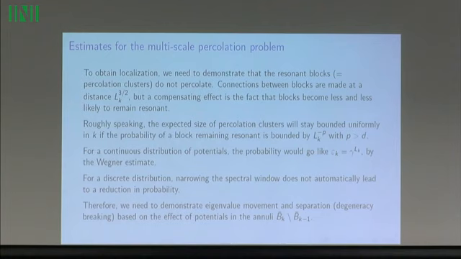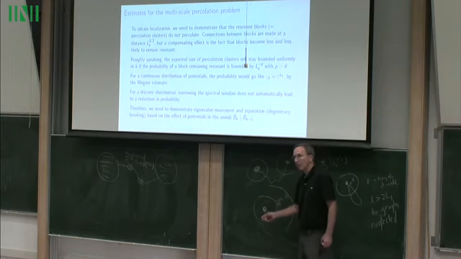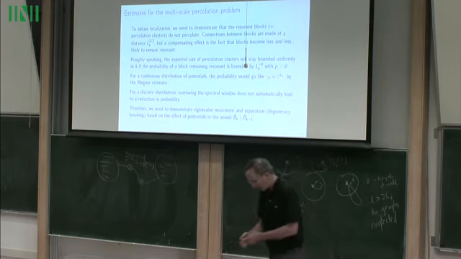So what we need to do is demonstrate eigenvalue movement and separation, if you want to talk about spectral statistics, based on the effective potentials in the annuli B-bar_k minus B-bar_{k-1}. These are the potentials which are brought in when we go from F_{k-1} to F_k. Here's our resonance center. We have B-bar_{k-1}, and then we have an annulus as we go to the larger neighborhood B-bar_k. The effect of these potentials is going to be small because they involve diagrams which go through the first neighborhood. But they will hopefully wiggle the eigenvalues around a little bit to get these probabilities to go down with k.